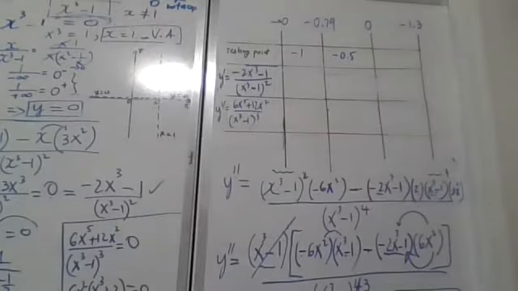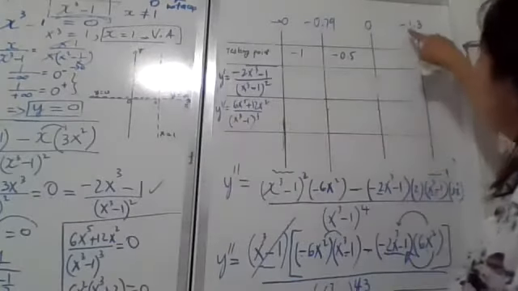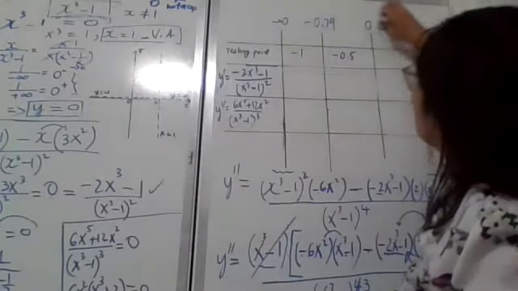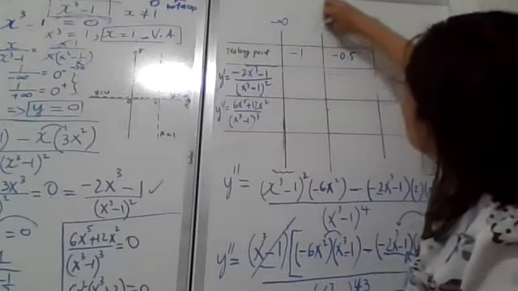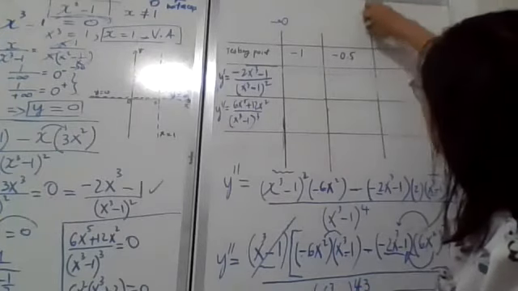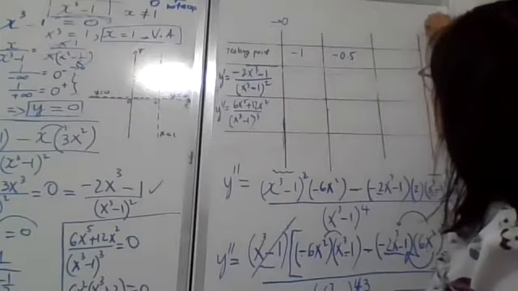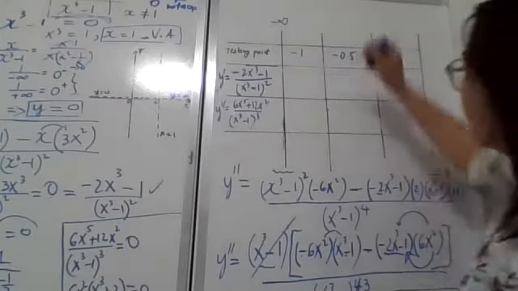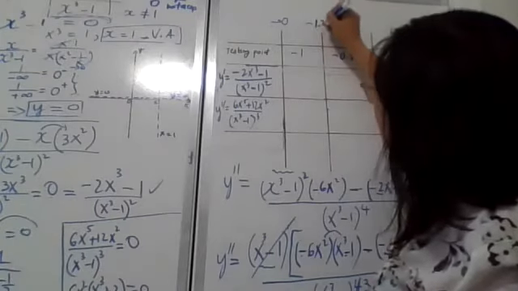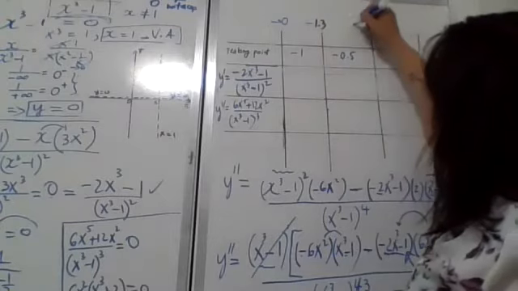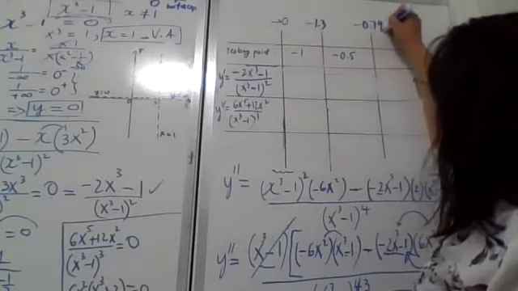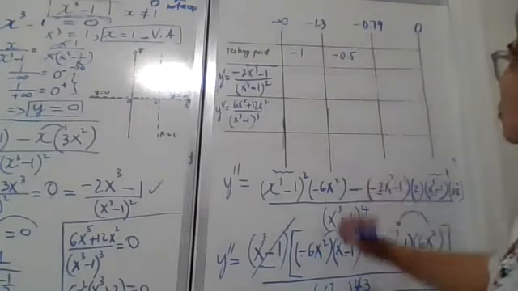I forgot, sorry about that. I should put this number in front of this. Oh, sorry for my silly mistake. Okay, so this is minus 1.3, suppose load first, then minus 0.79, and then zero.